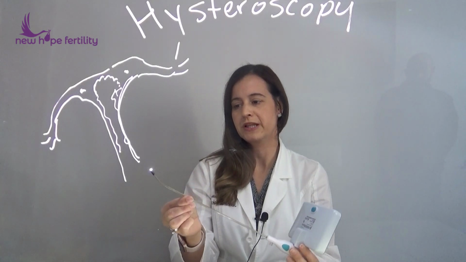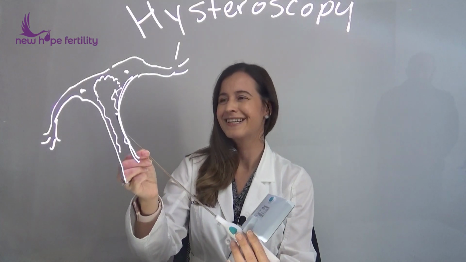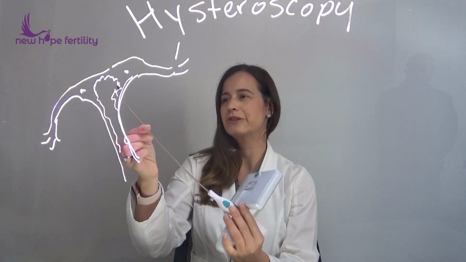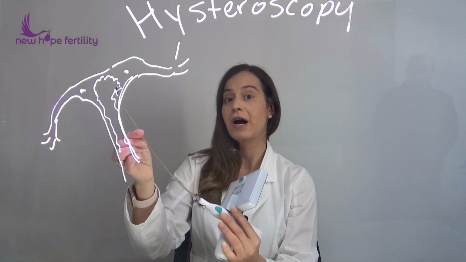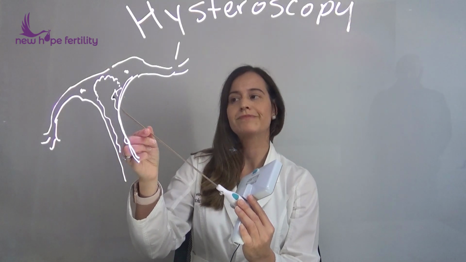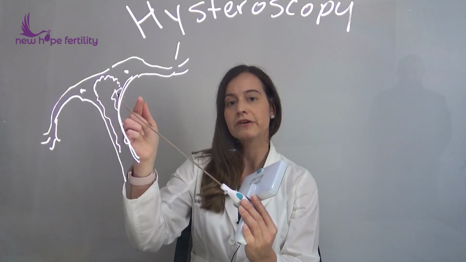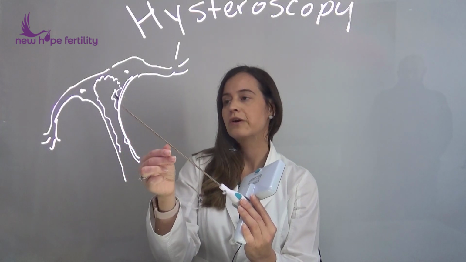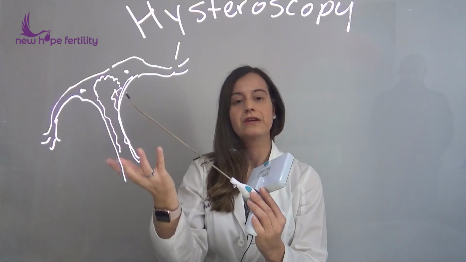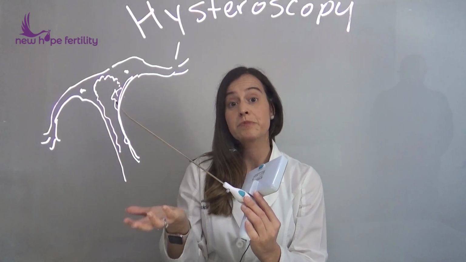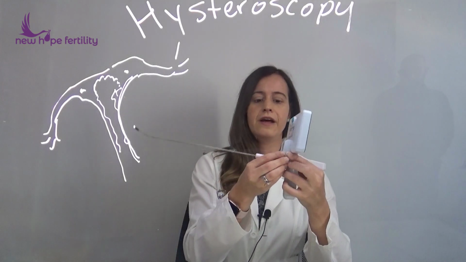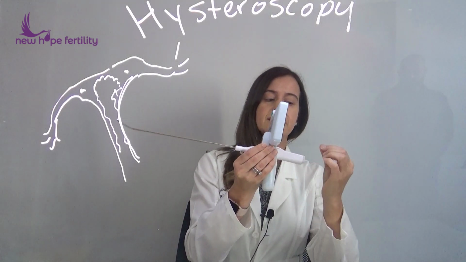So what happens is we put the hysteroscope through the cervix into the uterus, and you can look all around. You can see the opening to the fallopian tubes. You can see if there's any polyps or overgrowths in the lining of the uterus. Sometimes some women get little scars inside their uterus called synechiae. So we can actually see on the screen really clearly all around the uterus and identify any of these problems which interfere with fertility.